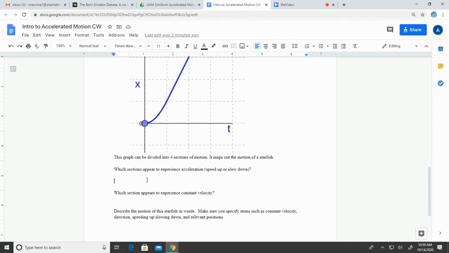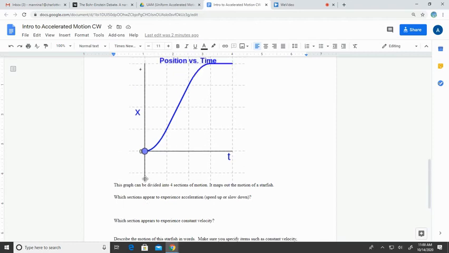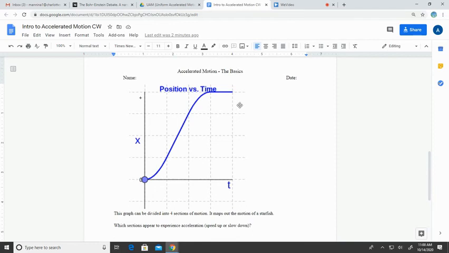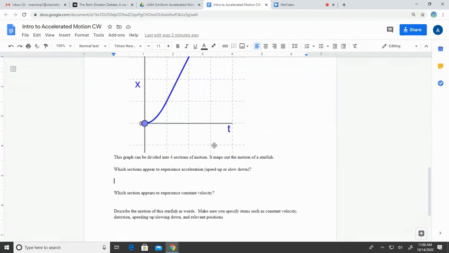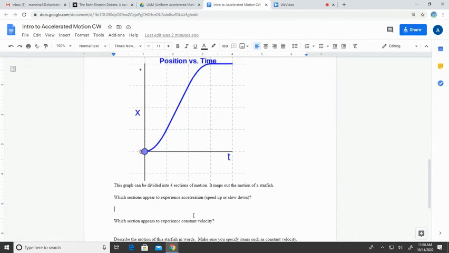Fantastic. I hope you had a chance to answer those 3 questions, so let's talk about it a little bit. I already pointed out that there are 4 sections of motion in this graph, and every single square seems to relate to one of the sections. The first question I asked is which sections appear to experience acceleration, some sort of speeding up or slowing down. Remember, acceleration on a position time graph means the graph is curved. Of the 4 sections, the only 2 that are curved are section 1 and section 3. Section 1, because it's getting steeper, is speeding up. Section 3, because it's getting less steep and flatter, is slowing down.